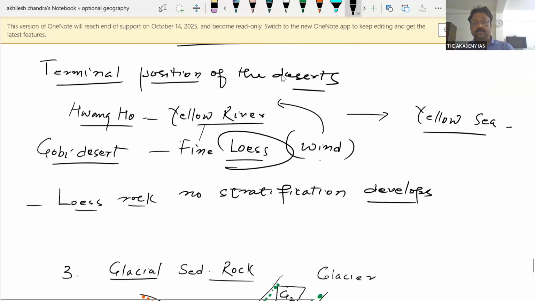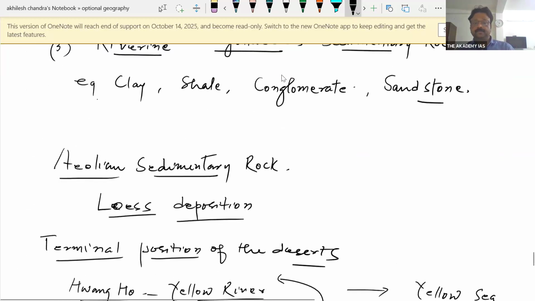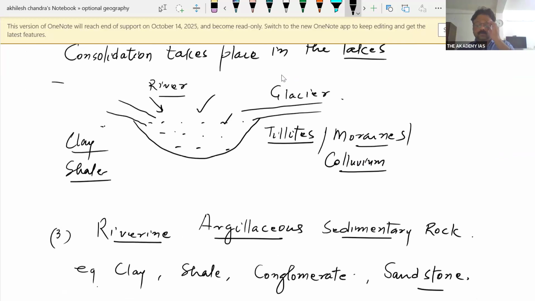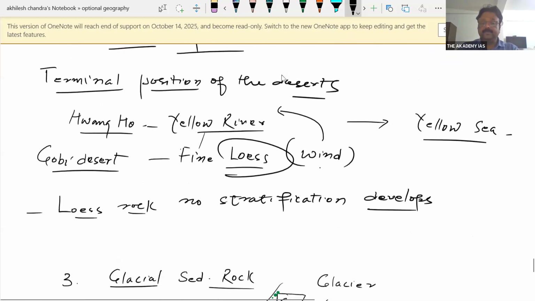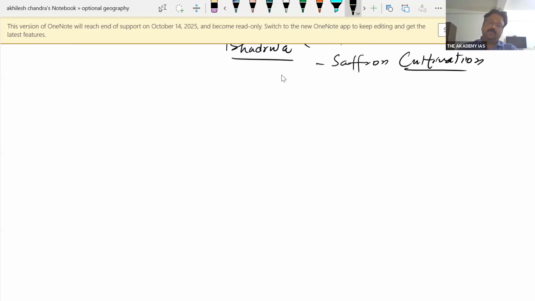So on the very basis of process of compaction or cementation, and on the very basis of agent of transportation, these are different types of sedimentary rock. इसके बाद है बच्चे मेटामॉर्फिक रॉक. तो मेटामॉर्फिक रॉक को बाद में करते हैं.